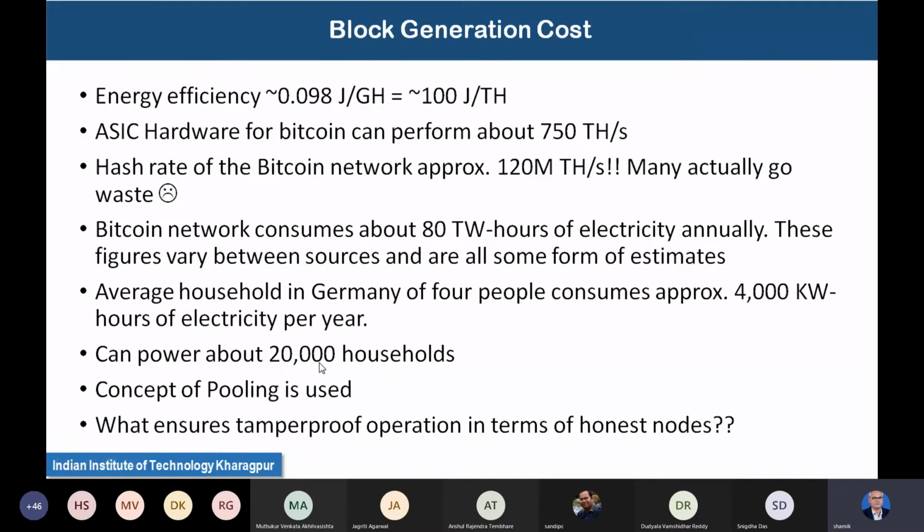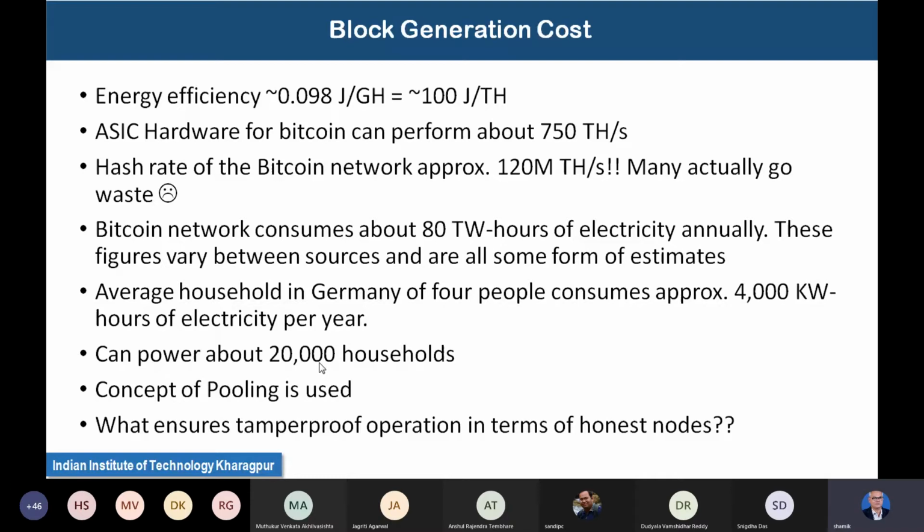Now this is something that we have to keep in mind, and it was mentioned yesterday by Professor Chakraborty also, that currently roughly about 100 joules per terahash is the energy efficiency. That means for 1 terahash calculation, you need to spend about 100 joules. And the ASIC hardware for Bitcoin today can perform up to maybe 750 terahash per second.